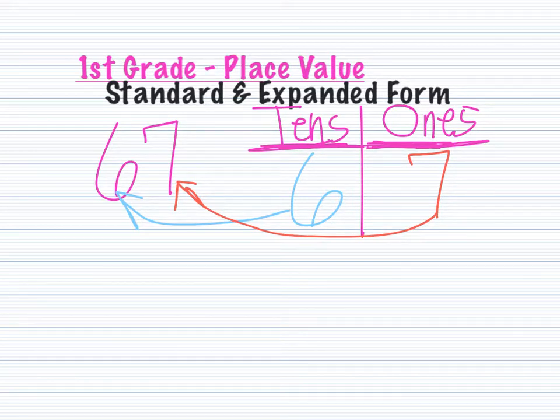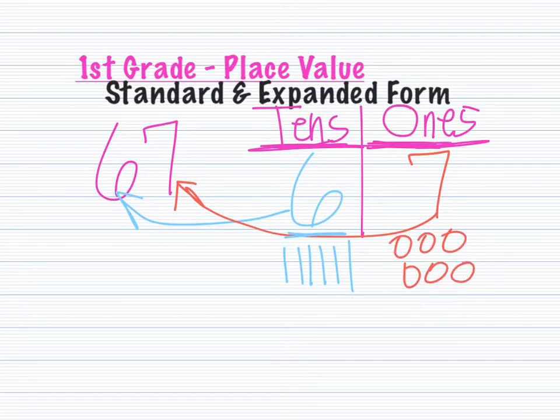So let's draw it out. Miss Ayala was going to draw it. How many tens would I draw? Good, 6, because it tells me. 1, 2, 3, 4, 5, 6. And how many ones do I draw? Excellent, 7. 1, 2, 3, 4, 5, 6, 7. Okay, so there's my place value chart.